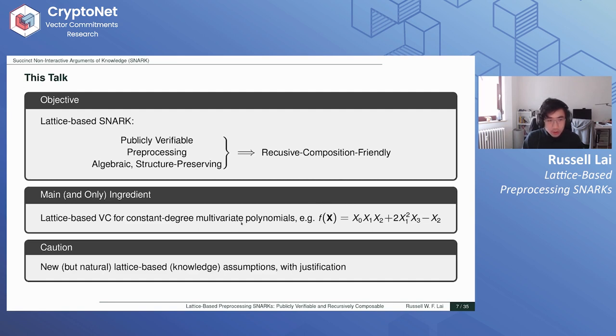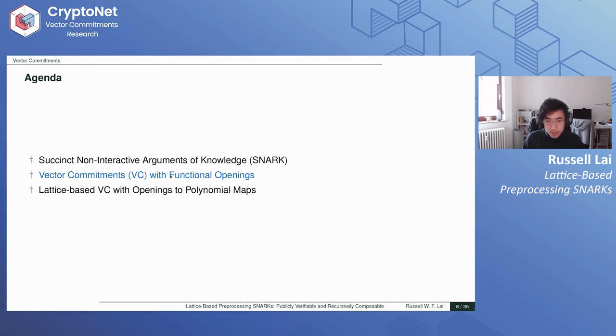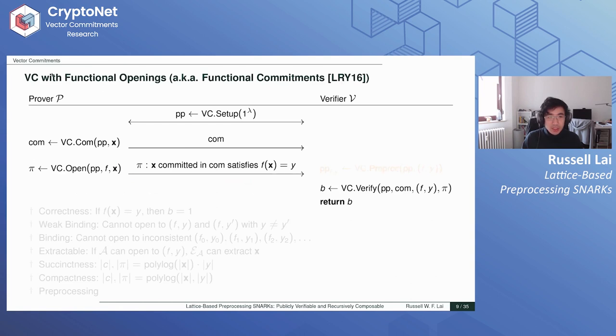Okay, so in the following, I'm going to talk in more detail about vector commitments with functional openings, especially because the terminologies that I use are a little bit different from the previous talks. Here is an introduction of vector commitments with functional openings. This notion is also known as functional commitments in the literature. The interface for this primitive is very similar to that of SNARKs. First of all, there is a setup algorithm which generates some public parameters. Then the prover would commit to some vector x as a commitment. And then later the prover could decide to open the commitment to some function f, which is admissible by the VC scheme, and produce some opening proof pi.